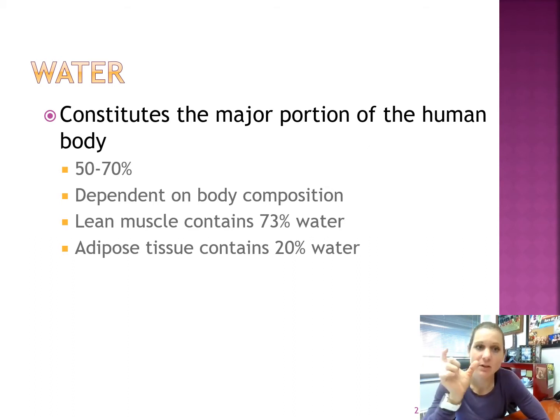So when we think about water, water is super important because it constitutes such a major portion of our bodies. Between 50 to 70% of our body is actually made up of fluids, and this is dependent on body composition. Lean muscle mass contains significantly more water in comparison to fat mass or adipose tissue. So the more highly trained an individual is, the lower their body fat percentage is, the more water composition they have. Our fit individuals are going to be closer to that 70% mark, and our average or untrained individuals are going to be closer to that 50% mark.